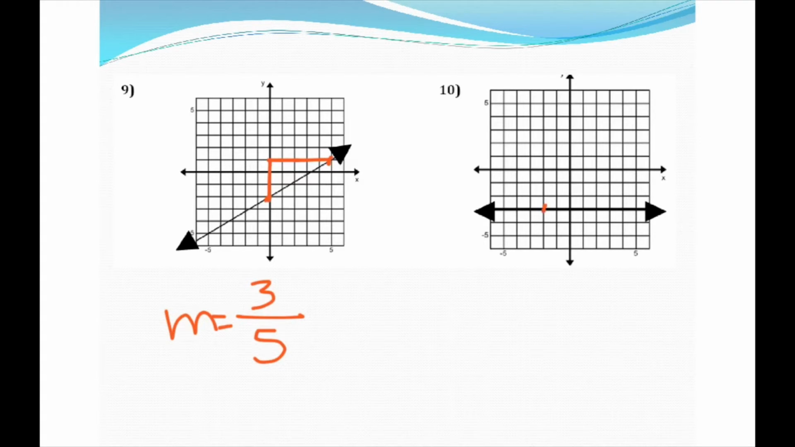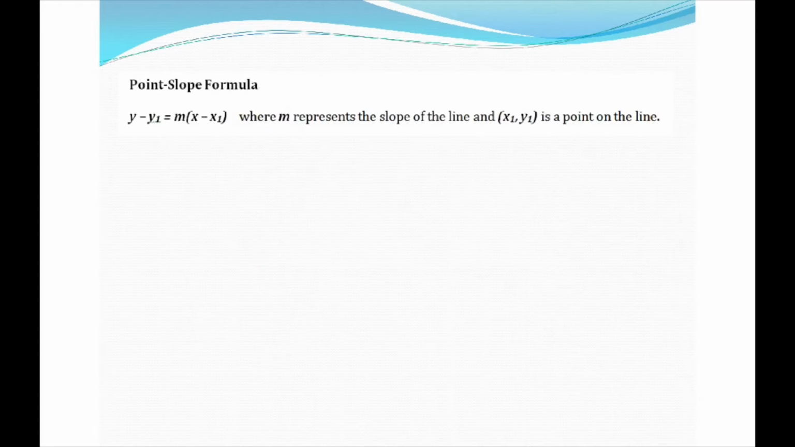Okay, remember that this type of line in number 10, I am rising 0, and I'm running, in this case 3. It doesn't really matter what's on the bottom. If you have 0 divided by anything, it's 0, so my slope is equal to 0. Remember that all horizontal lines have a slope of 0.